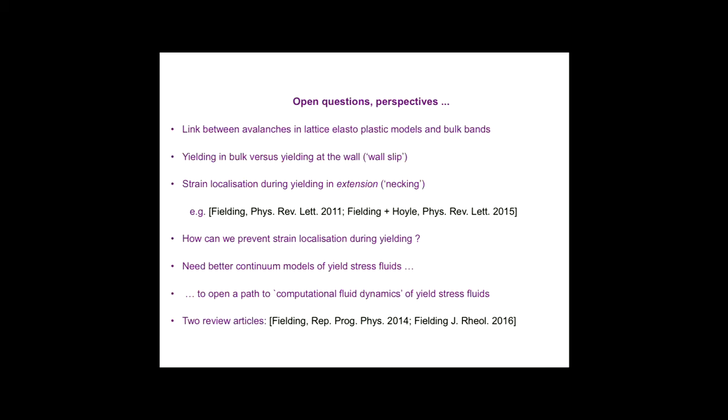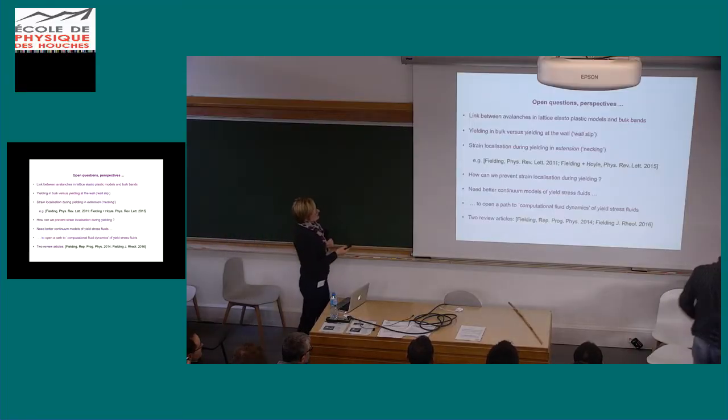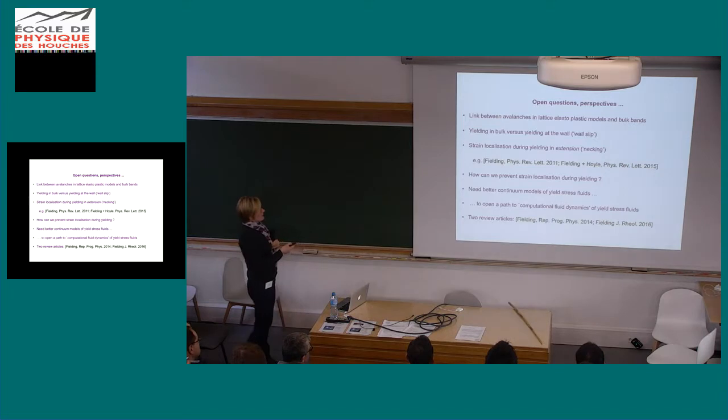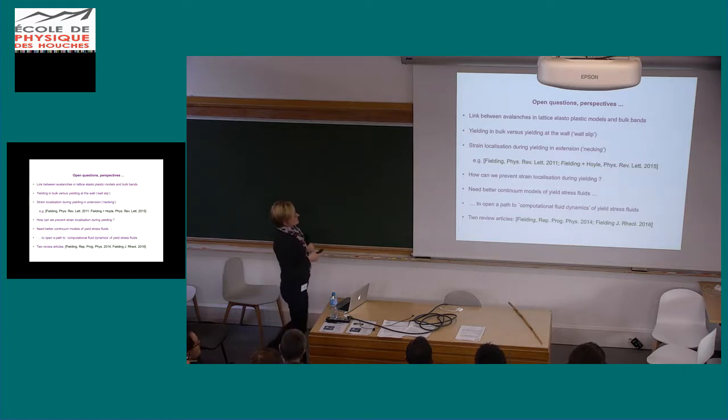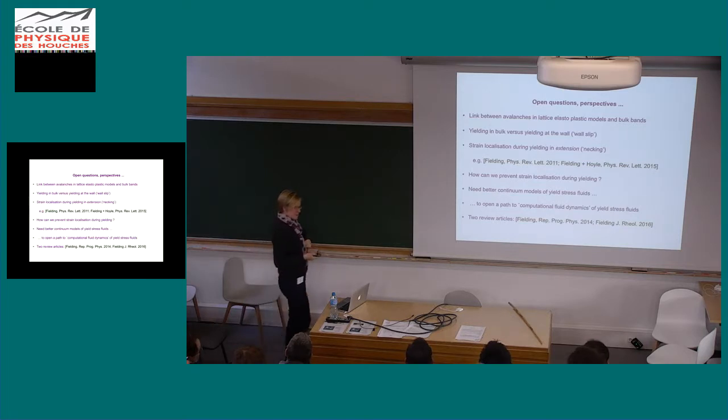So open questions then. I think it would be interesting to look in more detail at the link between these bulk shear bands, as I've talked about here, and avalanches in these elastoplastic models. I think yielding in the bulk versus at the wall is a very underexplored area. Similarly, the community is mostly focused on shear rather than extension. Strain commonly localizes in extension too, and I think it would be good to look at that.